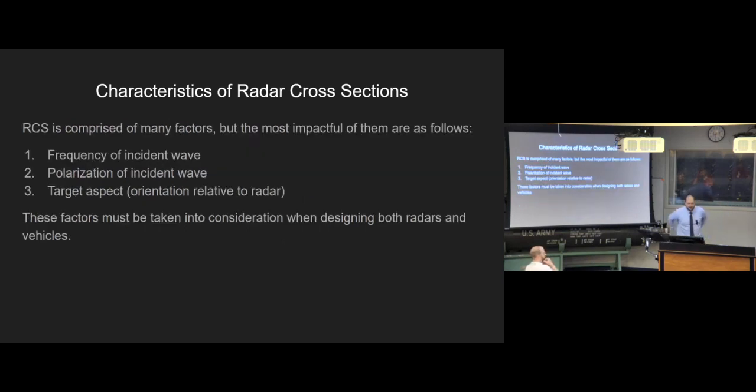All right, characteristics of the radar cross-section. It's comprised of a lot of stuff. It's very complicated, but there are 3 main things that we want to address. The frequency of the incident wave matters a lot. You're going to see that in a second with our example. The polarization also matters a lot. We will not be talking about that today because it's just too deep. And the target aspect, that's that unit solid angle thing. Where are you looking at it from?